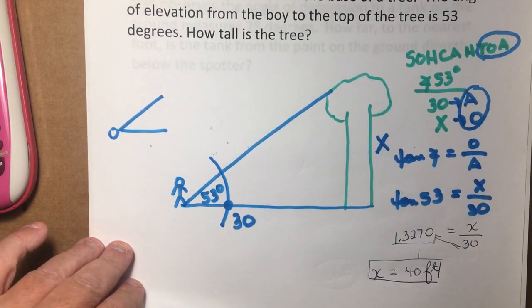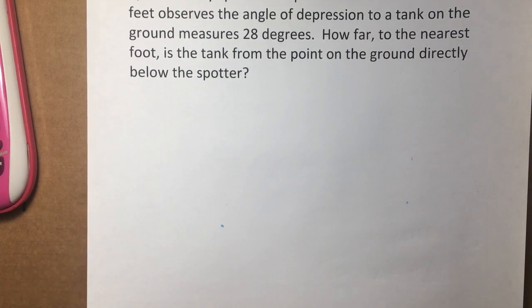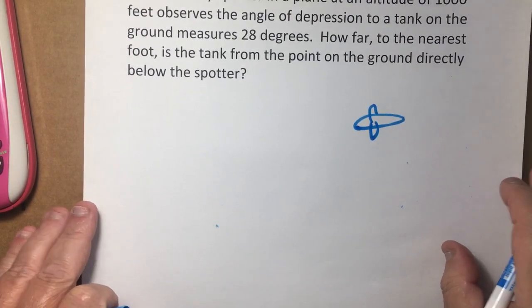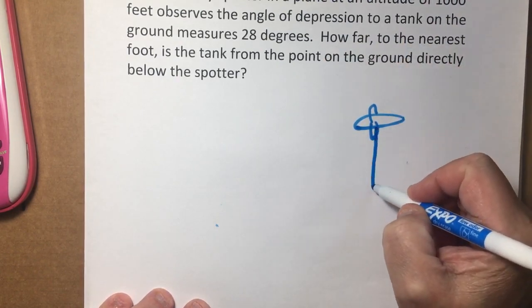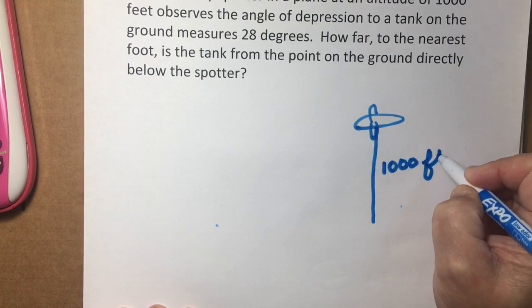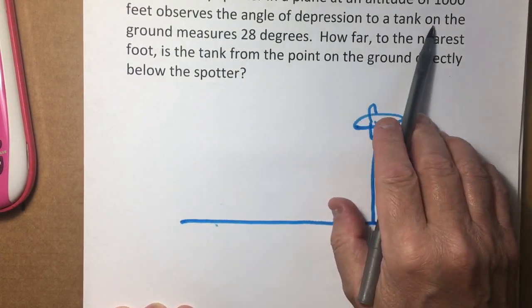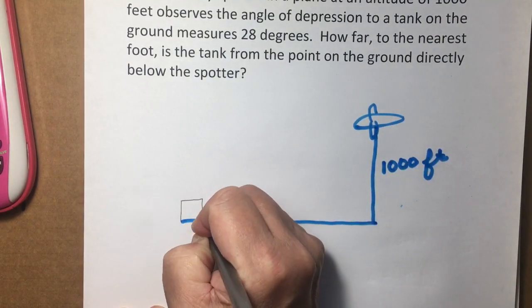And let's try number 8. An artillery spotter in a plane. So I have a plane. Again, my bad diagram of a plane. He's in a plane at an altitude of 1,000 feet. So this plane is 1,000 feet off the ground. Here's the ground. He observes an angle of depression to a tank on the ground. I'm not going to try to draw a tank, but there's some tank on the ground.